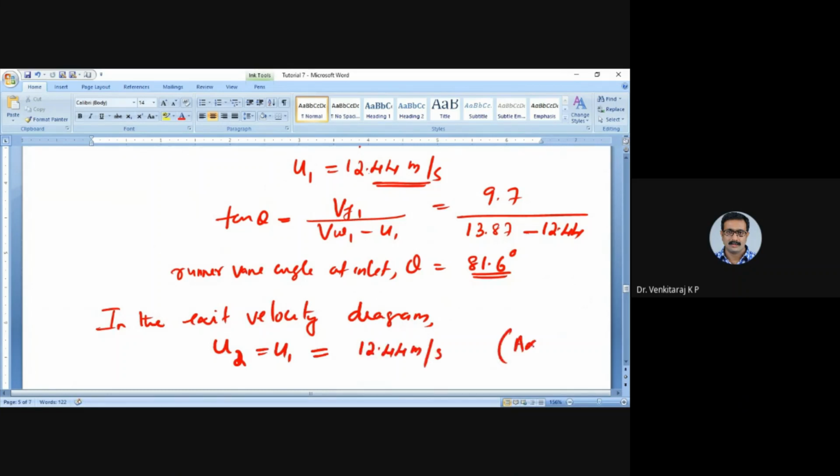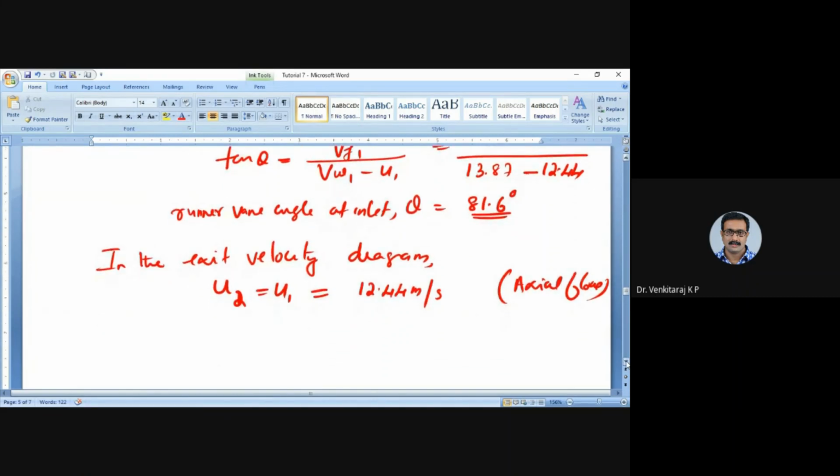It is axial flow. Only in radial flow, U1 and U2 differ. So in axial flow, it is U2 equal to U1. Kaplan turbine is an axial flow, so U2 and U1 are equal, 12.44 meter per second. Again, the flow velocity is Vf1, Vf2. At exit, that is same as Vf1. There is no change in flow velocity, which is again 9.7 meter per second.